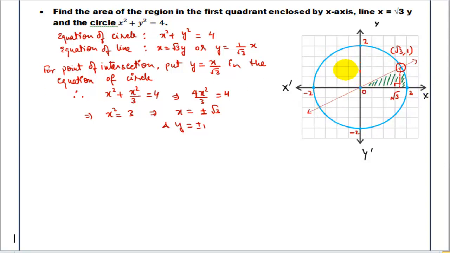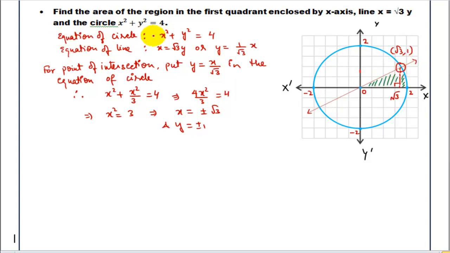Circle can be easily plotted because we know its center will be at origin and the radius is 2. Now, in order to plot this line, you should first know the point of intersection of these two curves, the line and the circle. Once we come to know the point of intersection, the line can be easily plotted.